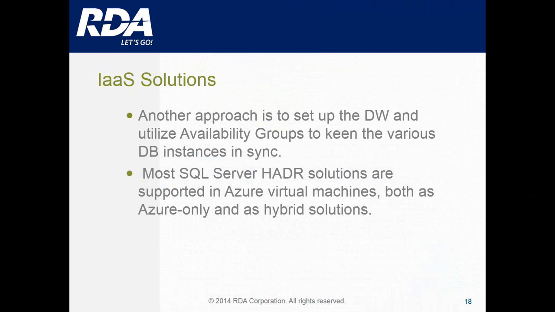a database instance, whether it's on-premise or in the cloud, and you have other database instances in a separate location, and you can set up an availability group. An availability group, of course, needs to be set up only with infrastructure as a service. You don't have that option with SQL Azure. Most SQL Server high-availability disaster recovery solutions are supported in all Azure virtual machines, both as Azure-only solutions and also as hybrid solutions.